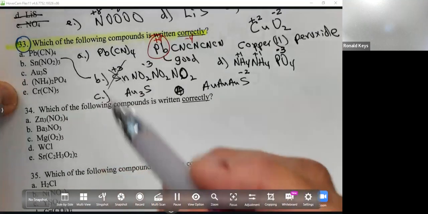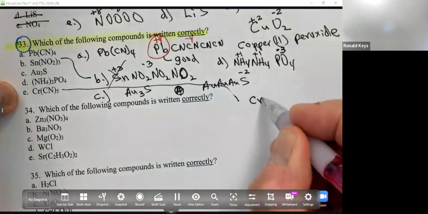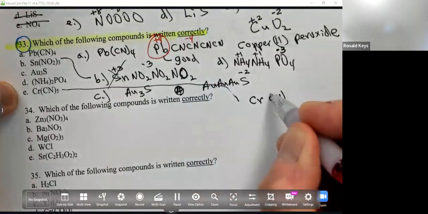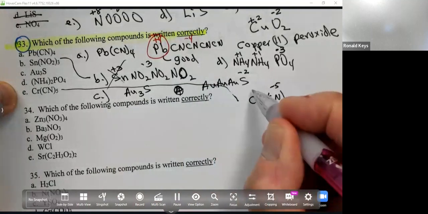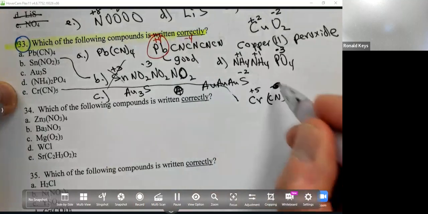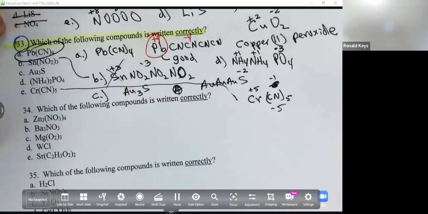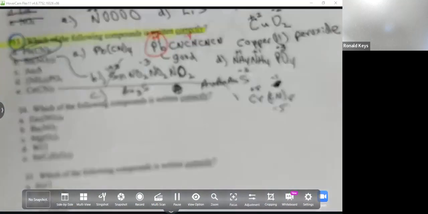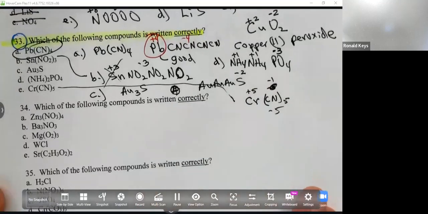And in the last one, chromium CN5 would give us a -5, so chromium would have to be a +5. Not -5, -1, but -5 total. I think the only one that works is A. Hopefully that's what I'll have for an answer then, because you got the answers for these afterwards. Yes. Okay, let's go to the quiz then.